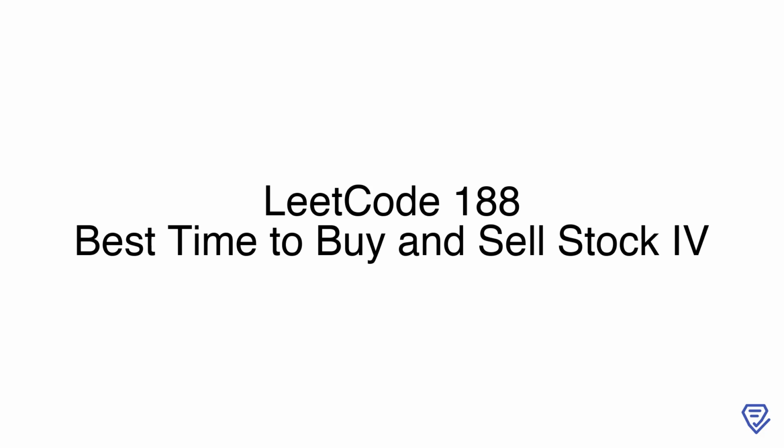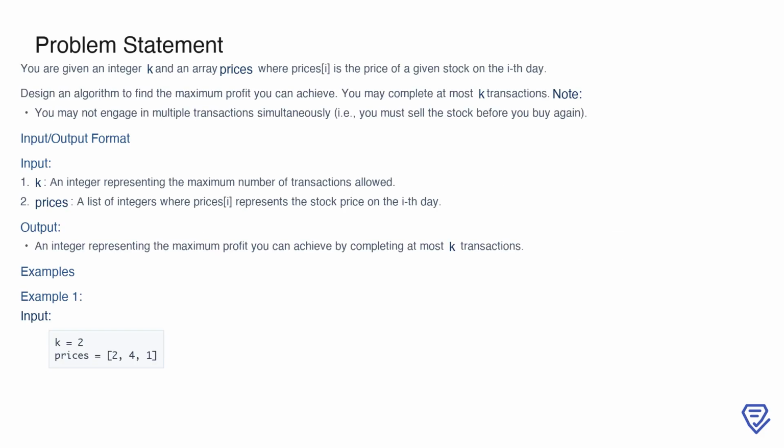Let's dive in. In this problem, you're tasked with designing an algorithm to maximize your profit from stock trading. You're given an integer k, representing the maximum number of transactions you can make, and an array called prices, where each element prices[i] represents the stock price on the ith day. The challenge is to figure out the maximum profit you can achieve by completing at most k transactions.